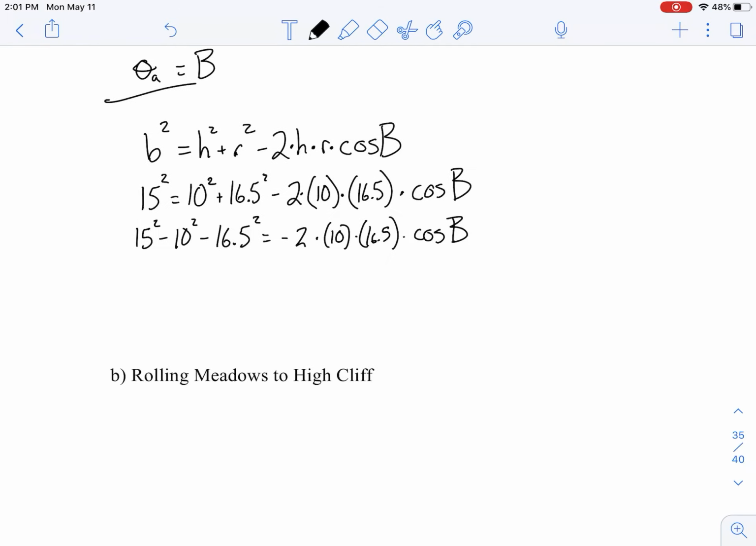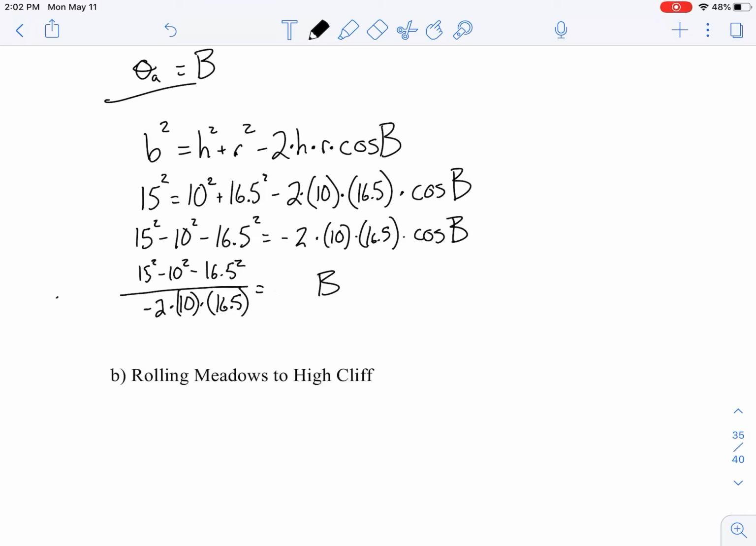Next, I'm going to divide both sides by minus 2 times 10 times 16.5. So I'm going to have (15 squared minus 10 squared minus 16.5 squared) divided by (minus 2 times 10 times 16.5) all equal to cosine of B. Now to isolate for this cosine of B, I'm going to move cosine over to the other side, so we have to take the inverse of this.